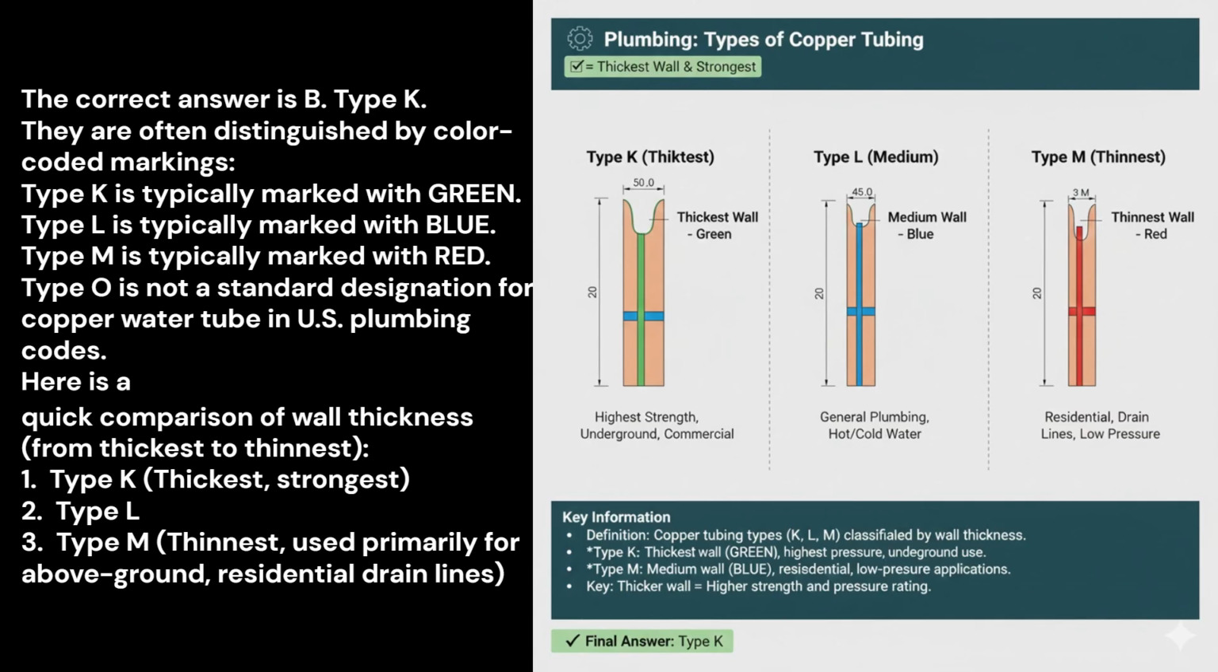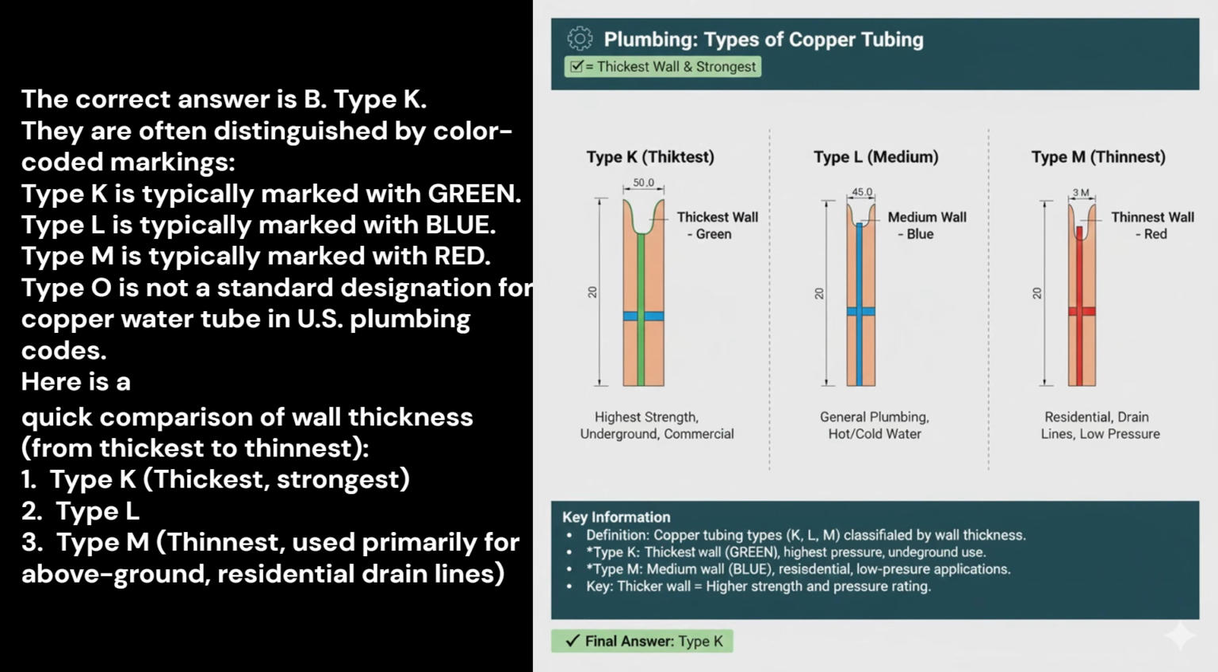The correct answer is B. Type K. Among the most common types of copper tubing used for plumbing, K, L, and M, Type K has the thickest wall and is the strongest. They are often distinguished by color-coded markings. Type K is typically marked with green. Type L is typically marked with blue. Type M is typically marked with red.